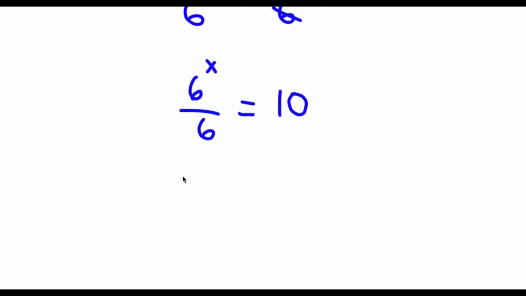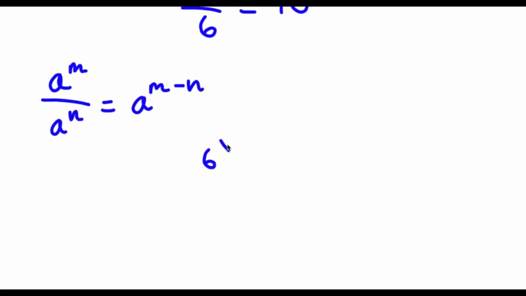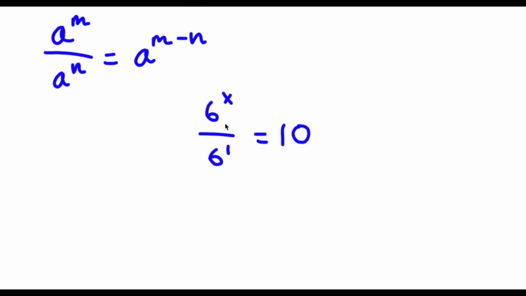Now, if I have something in the form a to the power of m over a to the power of n, this is equal to a to the power of m minus n. So in this case, 6 is the same thing as 6 to the power of 1. So I have 6 to the power of x over 6 to the power of 1, and if you divide these two, you get 6 to the power of x minus 1 is equal to 10.